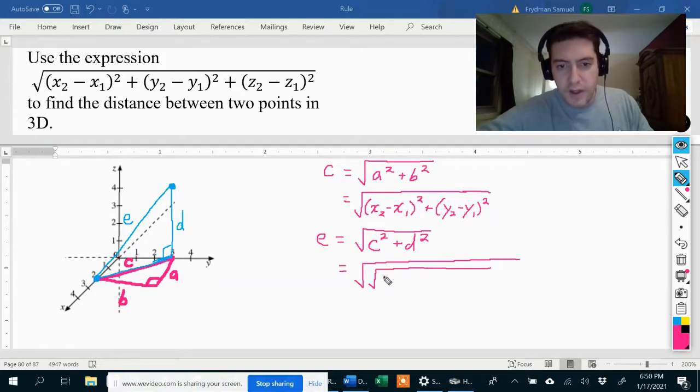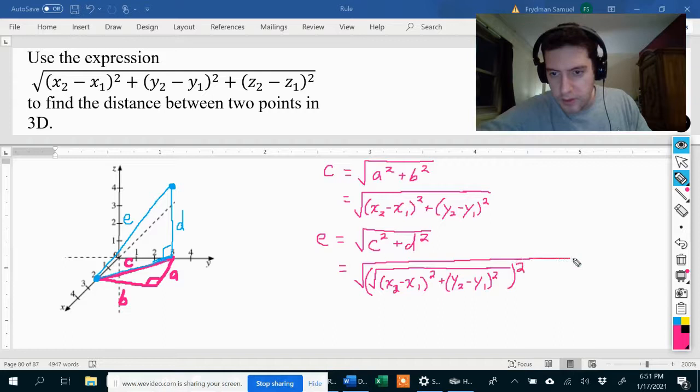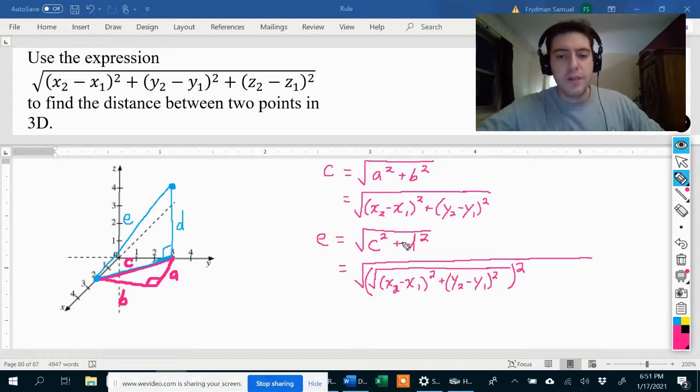The square root of x2 minus x1 squared plus y2 minus y1 squared. But then don't forget, this is C, but in this equation here, C is being squared. So we have to square this whole thing. I don't know if putting the parentheses there made it look neater or messier. But anyway, this whole thing is C, and then I put the exponent of 2 over it. And now I have plus D squared.